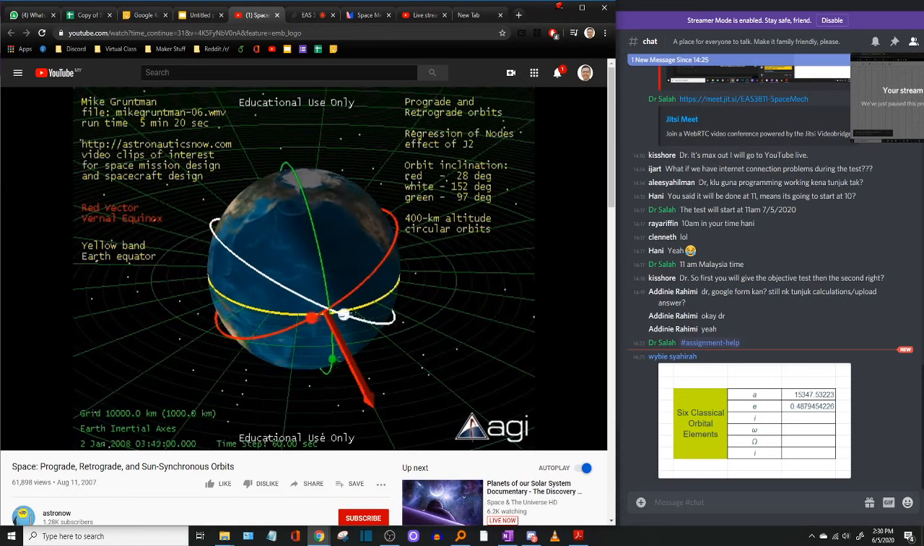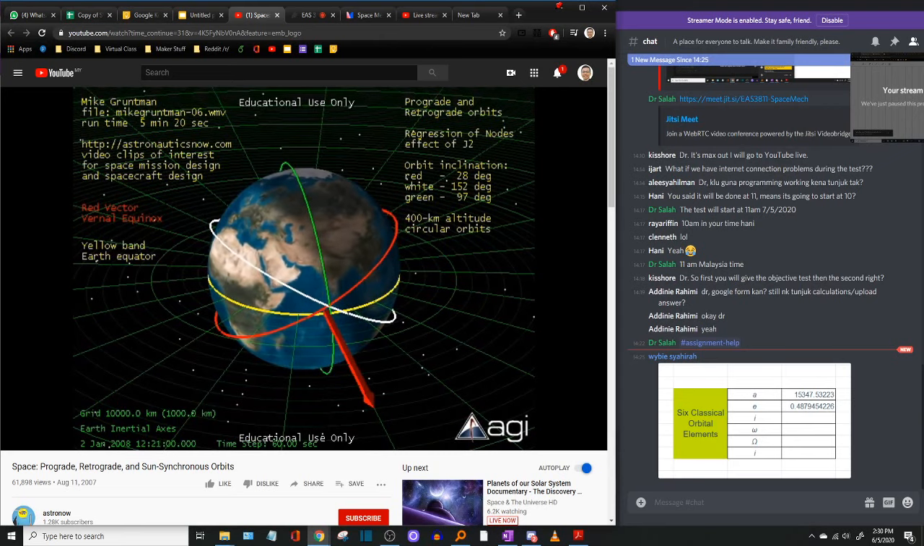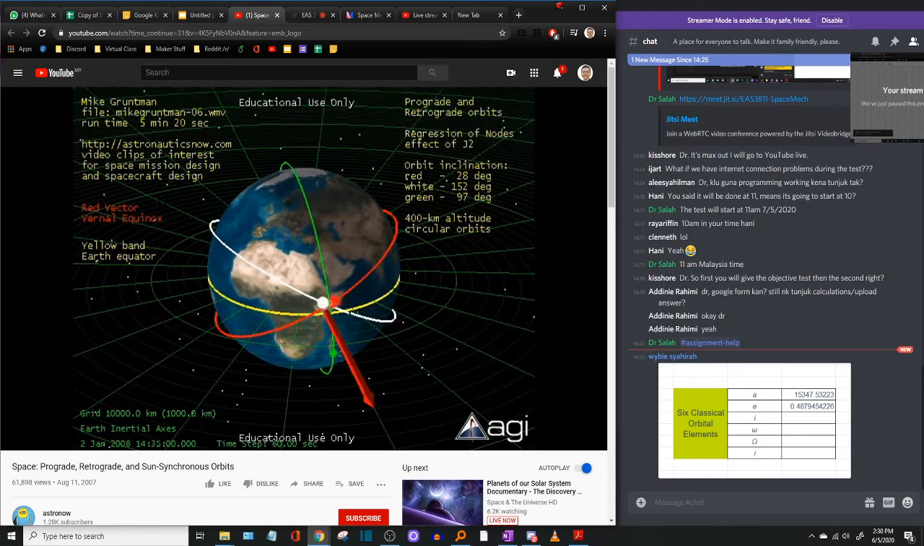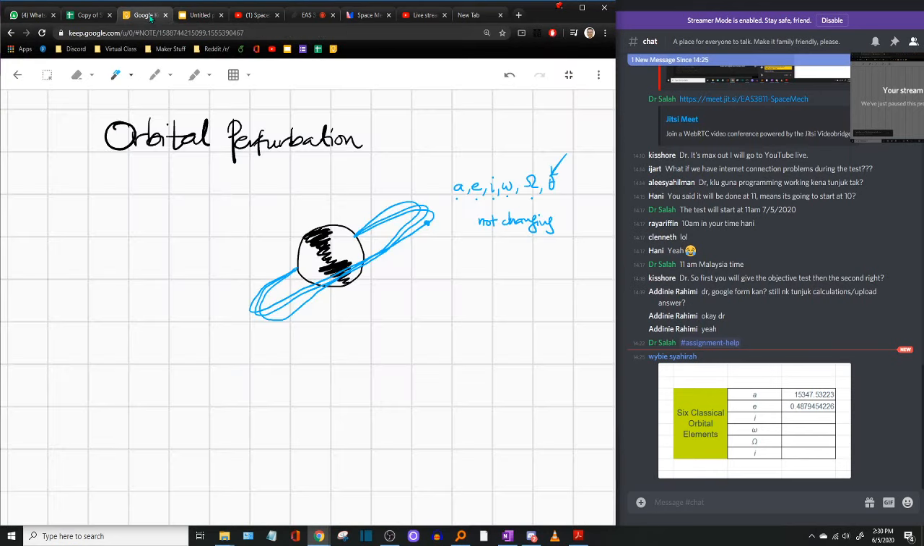Now this is kind of opposite of what we talk about when we talk about constants of motion. We talk about conservation of angular momentum, the orbit is conserved. We talk about the total mechanical energy is conserved. What happened here? Well, because there are small perturbation forces acting on our satellite.